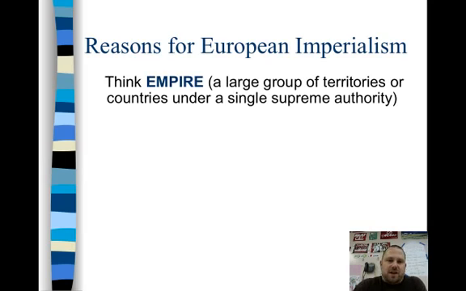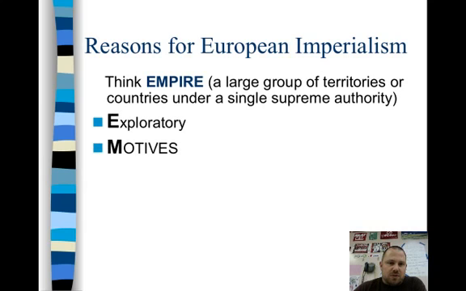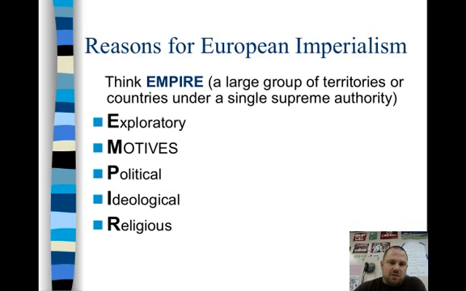And to do this, we've got a convenient acronym, EMPIRE, which is a large group of territories or countries under a single government. And the word empire will give us a way to remember all 5 of the motives for European imperialism. The E will stand for exploratory. The M is just a placeholder. It's to remind us that these are the motives we're talking about. The P stands for political reasons, the I for ideological motives, the R for religious motives, and finally the E for economic motives. So what do each one of these things mean? Let's look at that right now.